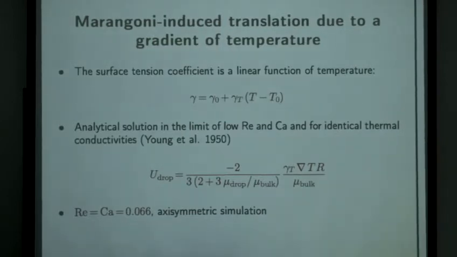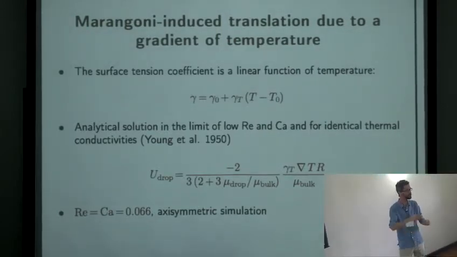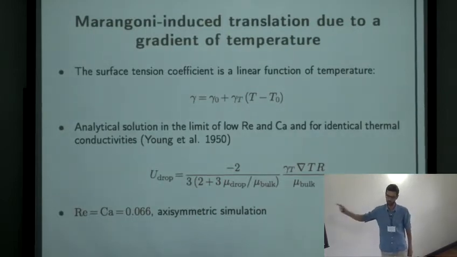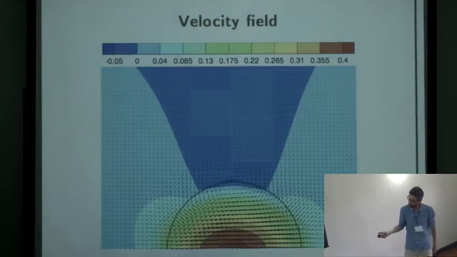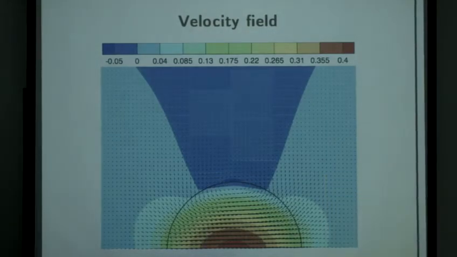A classical test case for that is you put a droplet in a temperature gradient. What you have is a gradient of surface tension, and then of course you have a little engine which drives your droplet, because surface tension doesn't sum up to 0. There is an analytical solution in the Stokes regime by Young et al. in the 1950s, which gives you the solution in the limit of low Reynolds and capillary numbers. If you do that, you get a field like that. I just showed the velocity field, so it's not very exciting.